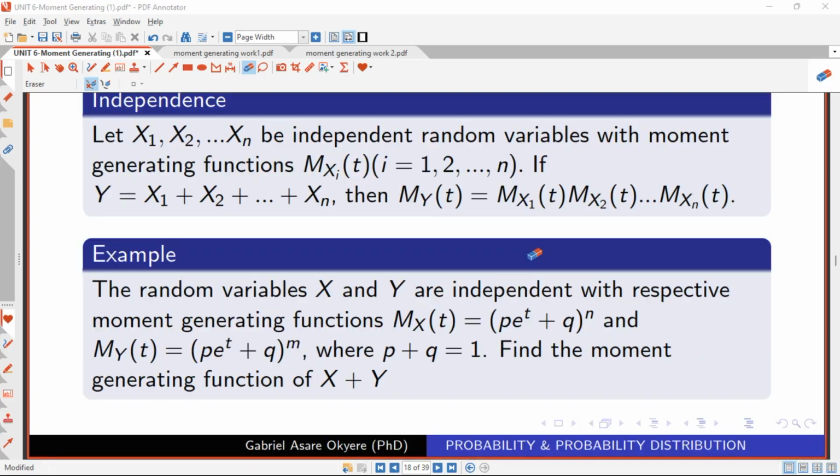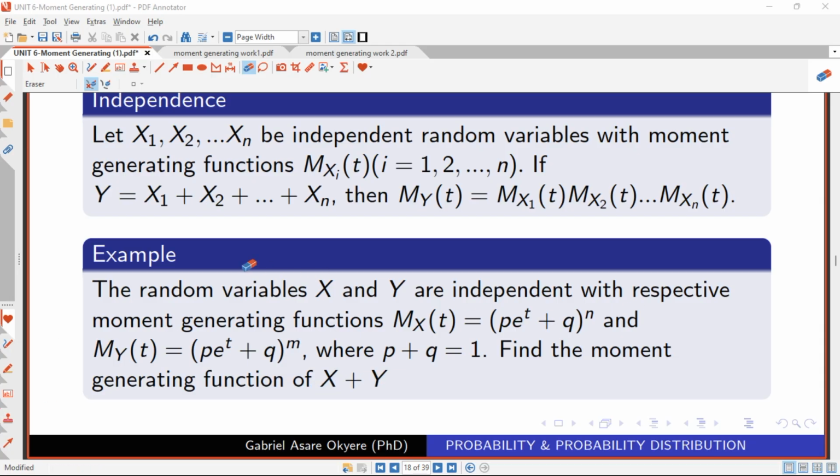So let's solve examples to better our understanding of the explanation that I have here. Here we are saying that the random variables x and y are independent with moment generating functions M sub x equal to (p times e raised to the power t plus q) all raised to the power n, and the moment generating function of y equal to (p times e raised to the power t plus q) all raised to the power m, where p plus q is equal to 1. Find the moment generating function of x plus y.